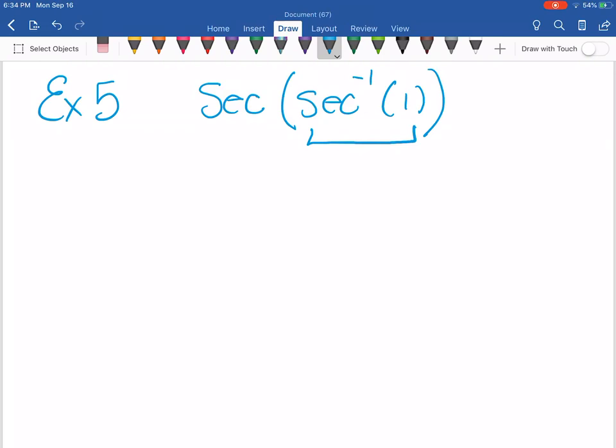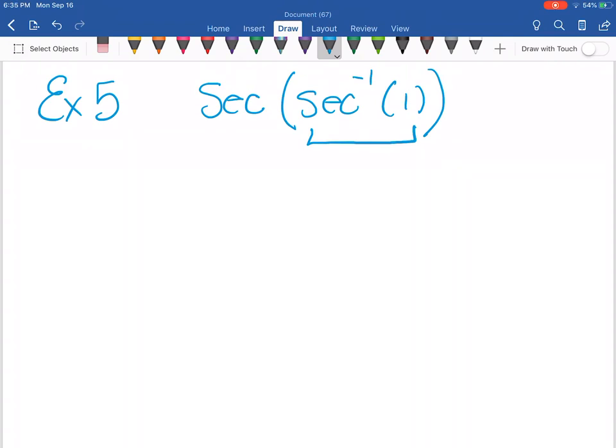So in this case, we're going to do the inverse function first. What I want to get out here, that inverse secant of 1 represents an angle. So I want to look at the unit circle and find where secant is 1. Now the only place that could occur is when cosine is 1, because cosine and secant are reciprocals. So I need to find on the unit circle where cosine is 1 and find that angle.